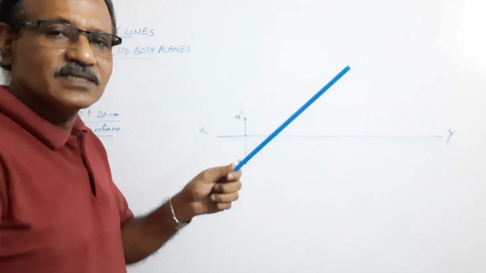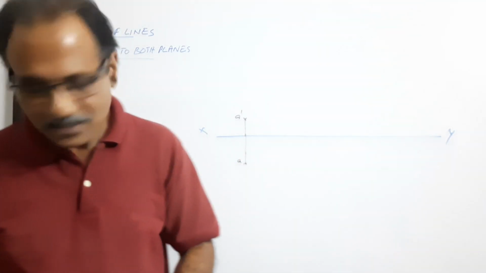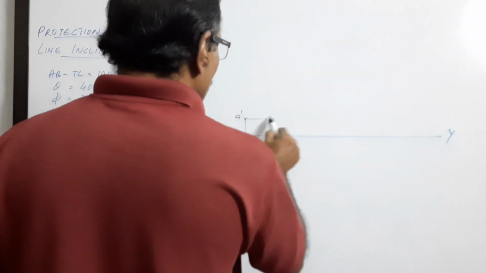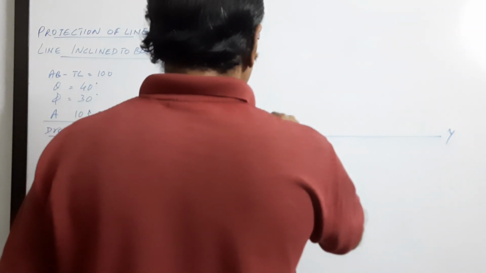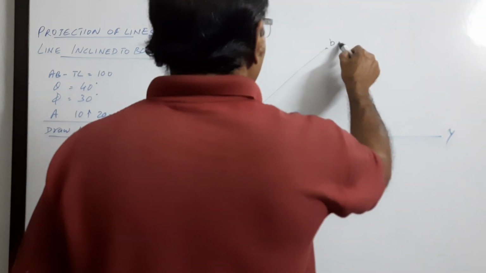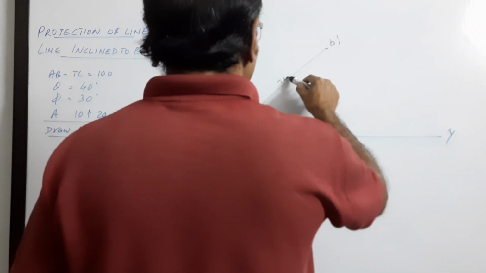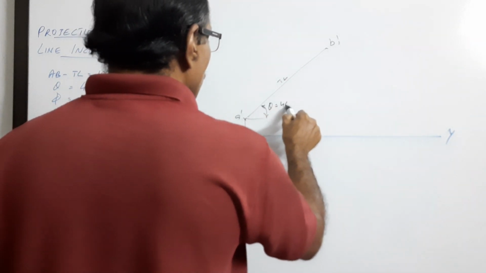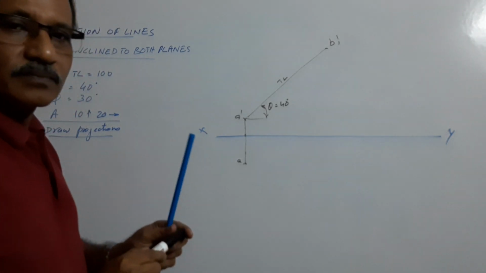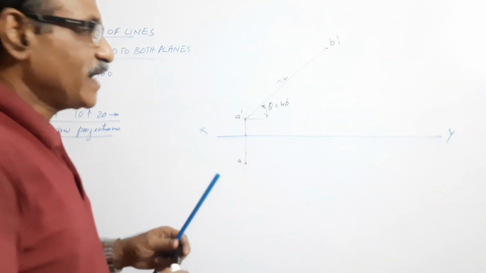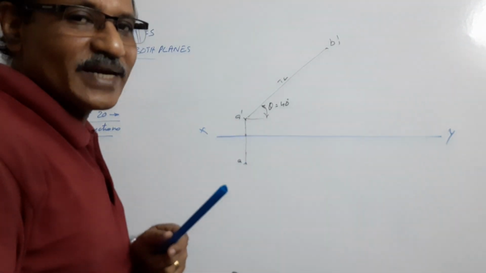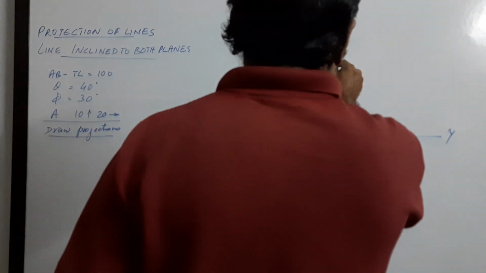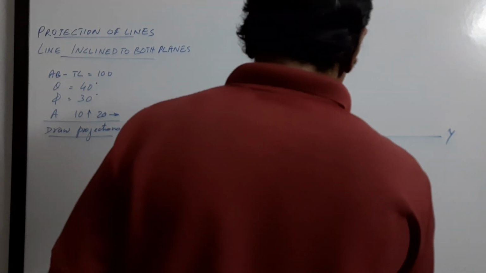What is elevation? Elevation is true length. At A dash, draw a horizontal line and at the given value of theta, 40 degrees, I draw B1 dash, true length. Theta equals 40 degrees. What is its plan? You know the plan is parallel to XY line, shorter in length. How do you get it? Draw a vertical projector through B1 dash. Draw a horizontal line through A. We get B1.